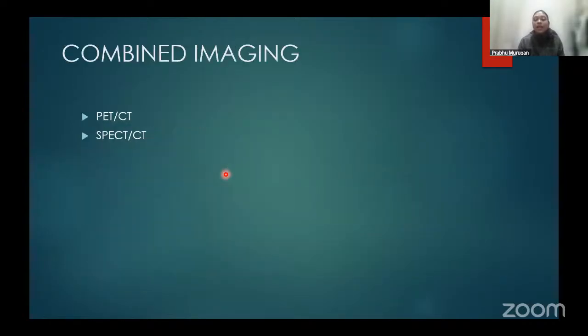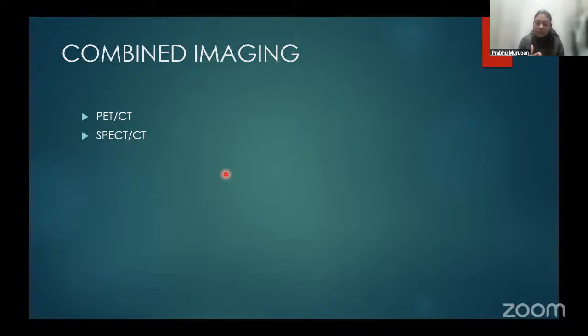So now there has been a fusion technique, that is a combined imaging, where we combine two different techniques. Like under your nuclear imaging only comes your PET and your SPECT. PET is nothing but your positron emission tomography. SPECT is your single photon emission computed tomography. So this PET is combined with your CT and SPECT is also combined with your CT.